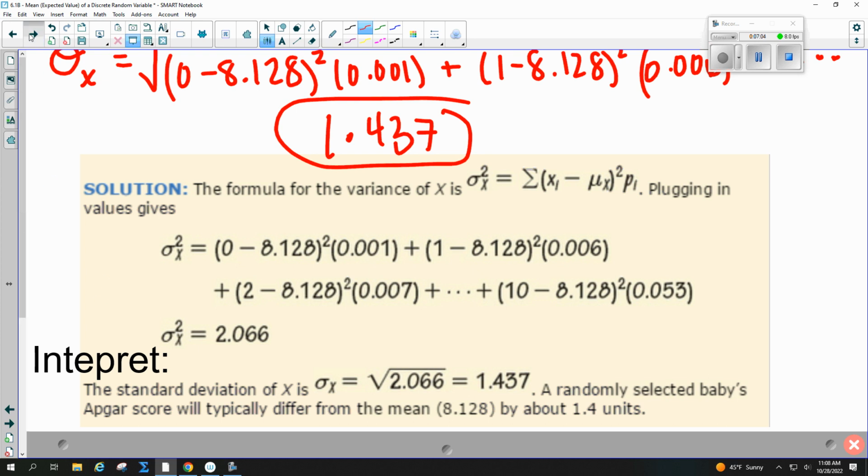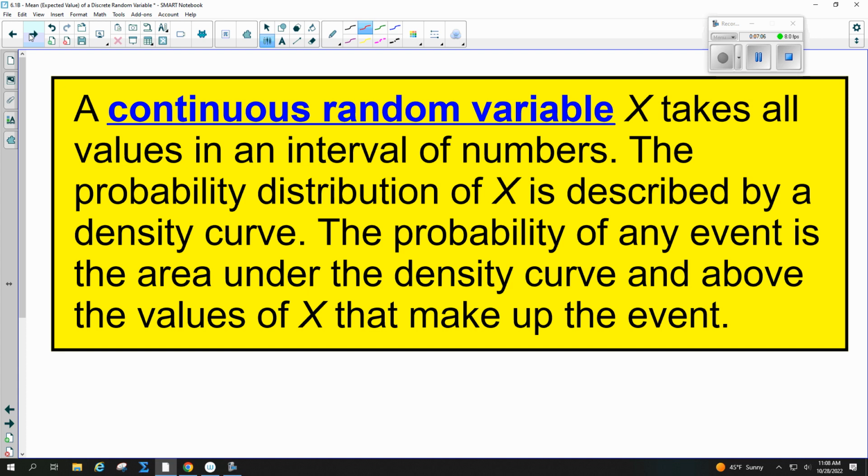I don't think you need to write this down because we've done this a lot, but let me just explain continuous again. Discrete has spaces or gaps in between. Continuous means you could get a score of 3.9999999. In the last problem you couldn't, right? You either got a 3 or a 4. But in continuous you could get 3.99999. So x, the variable, takes all values in an interval of numbers. The probability distribution of x is described by a density curve.